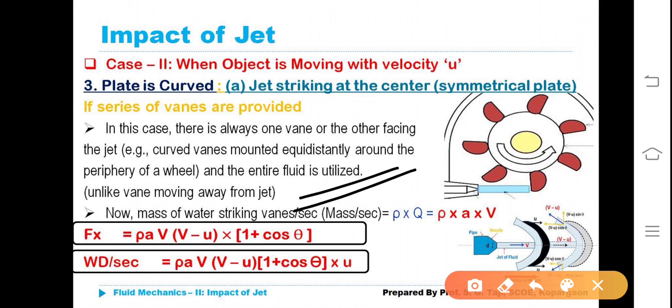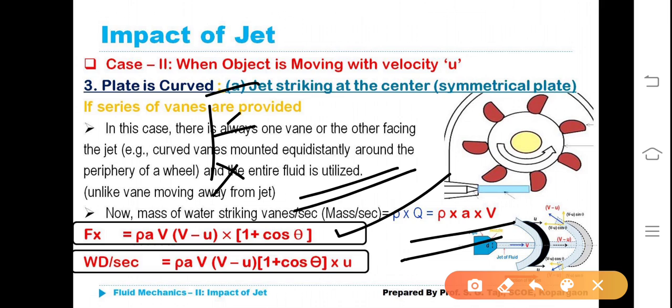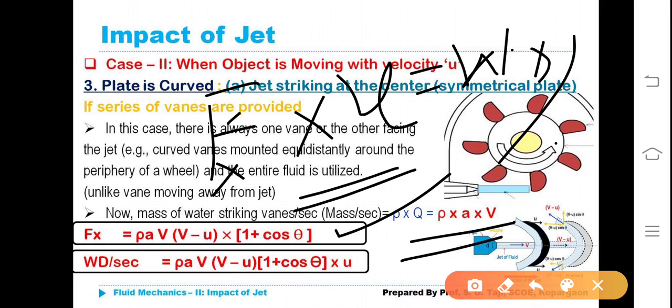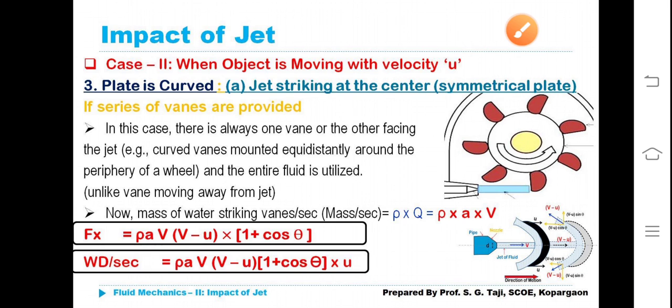Now, the mass of water striking the vane per second is equal to rho A V. Rho A V, whole multiplied by (V minus U) into (1 plus cos theta), is nothing but Fx, the force in the direction of motion of the fluid. Therefore, work done per second is equal to Fx multiplied by U. Is it clear? Work done per second. Next slide.